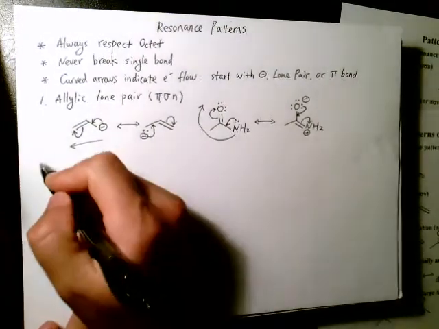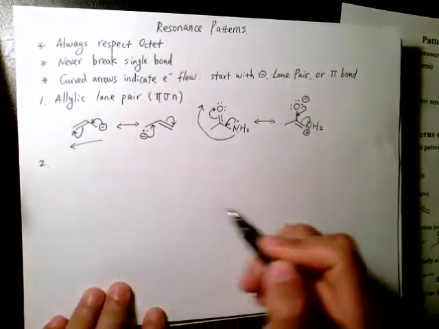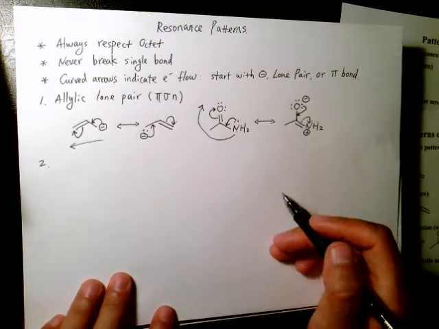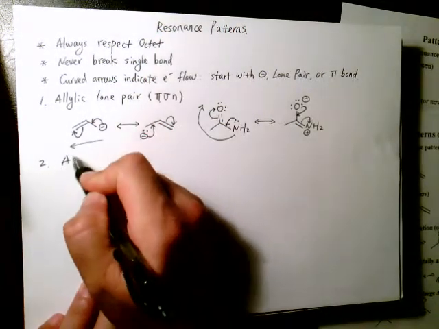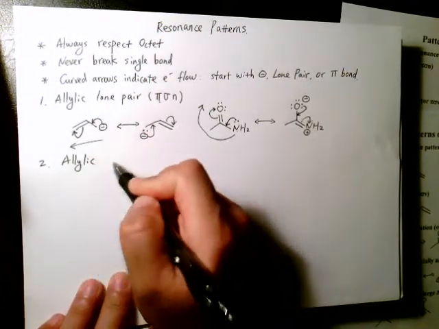Now we move on to the second pattern. For the second pattern, let's still work on allylic. This one we call allylic carbon cation.